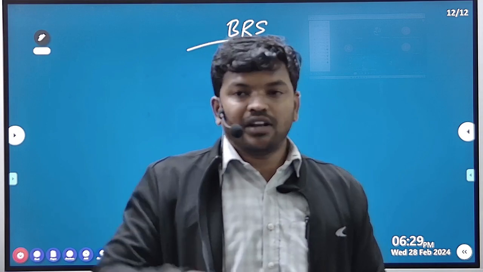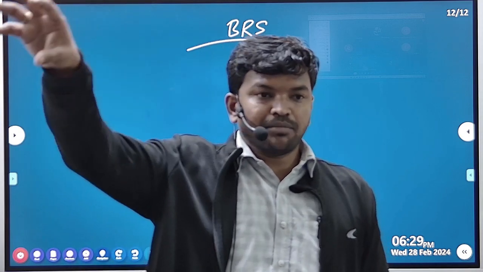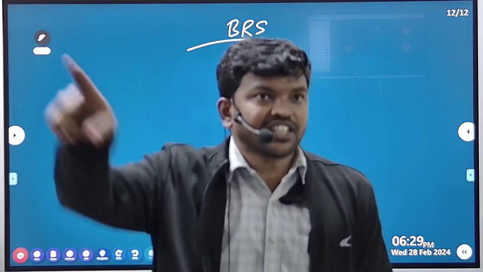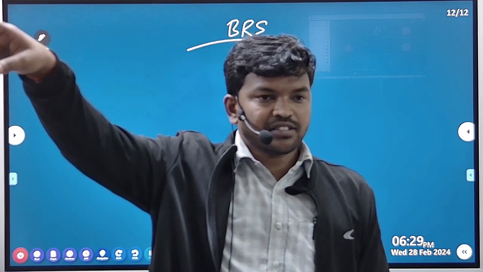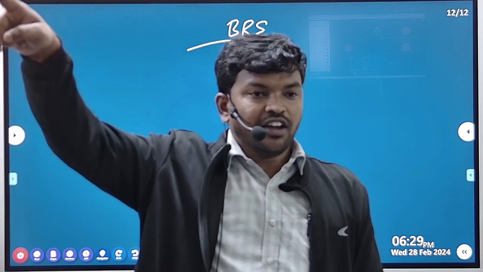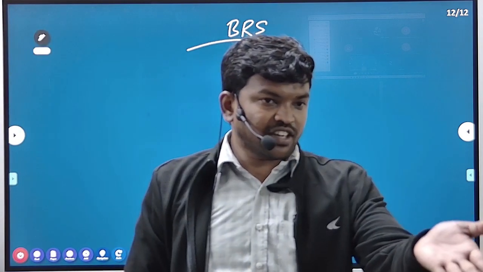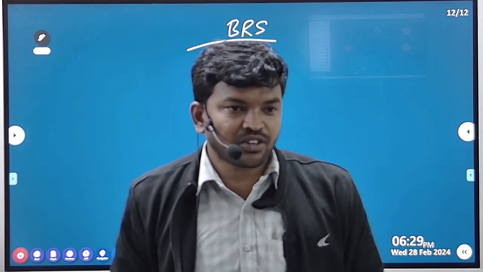Say for example, interest credited by them on 31st March. On the last day of the financial year they have credited some interest. Example, your savings account, you will be receiving some interest. Yes or no?